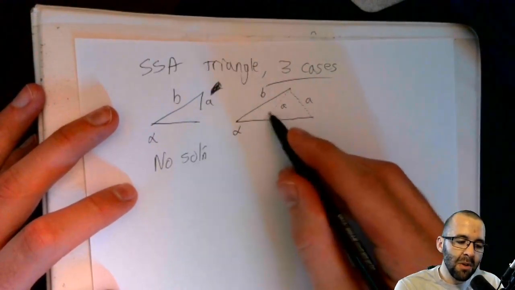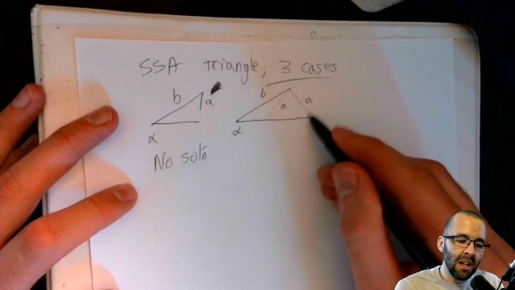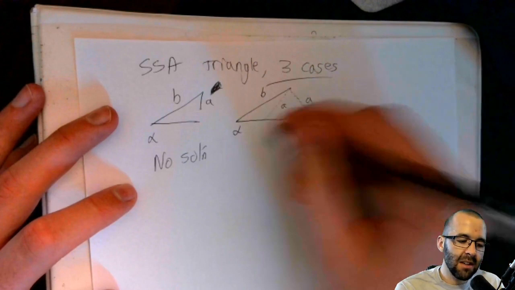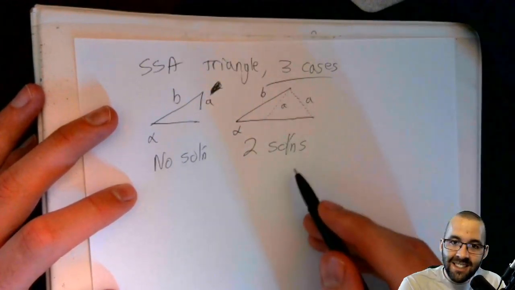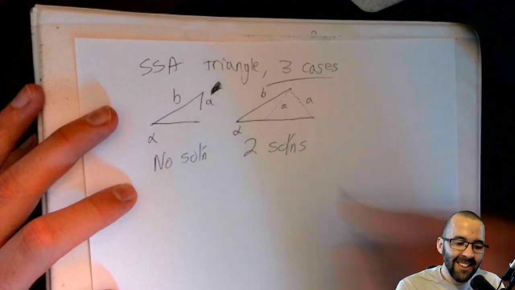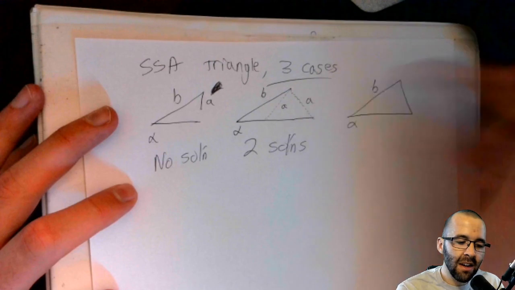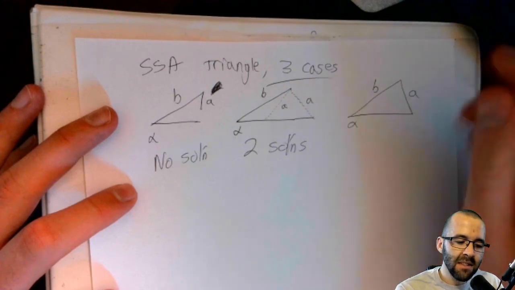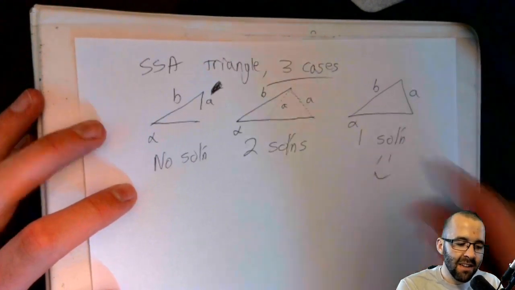One of these will be an obtuse triangle because there's an angle bigger than 90 degrees. And the other triangle will be an acute triangle because they're all less than 90 degrees. Sometimes you might get 2 solutions. These situations kind of suck. And sometimes maybe everything's going to behave. Sometimes you're only going to get 1 solution. And that makes us happy.